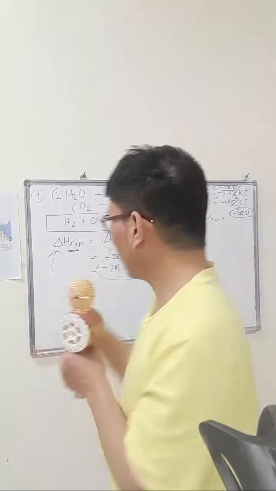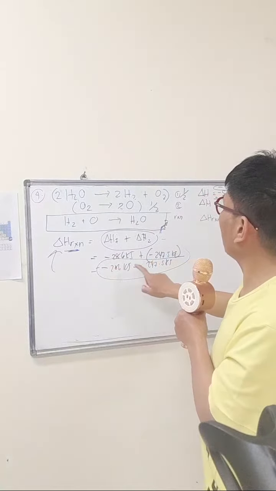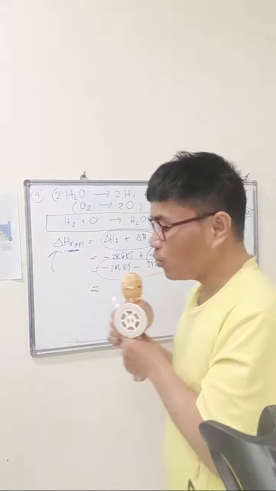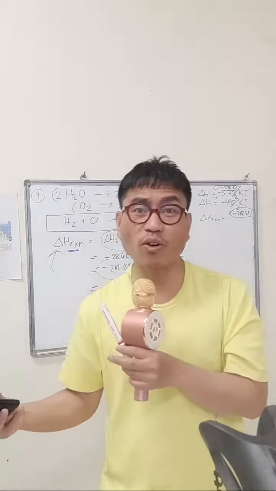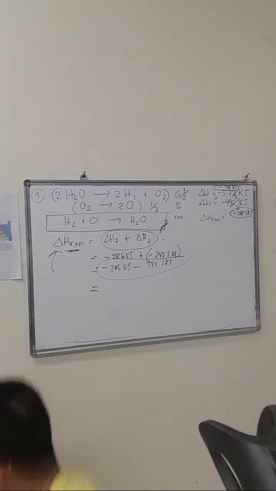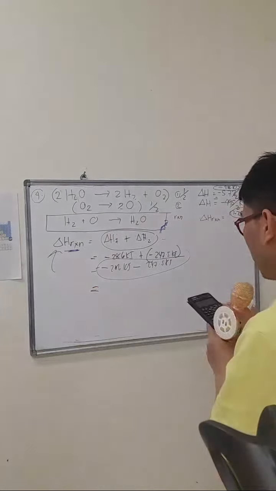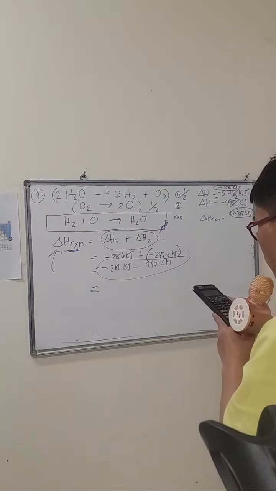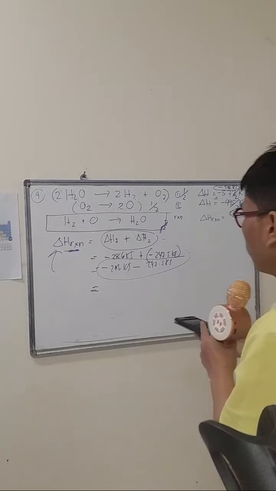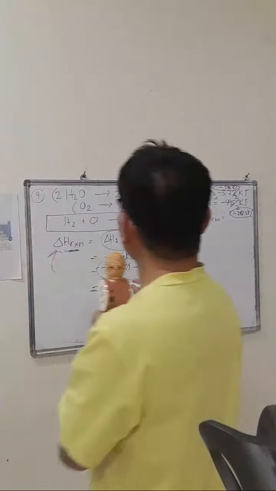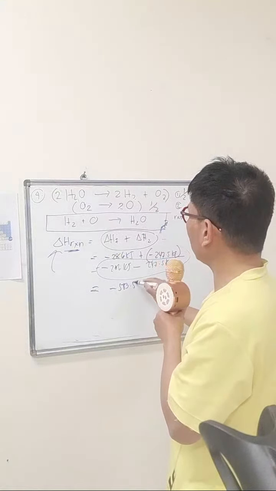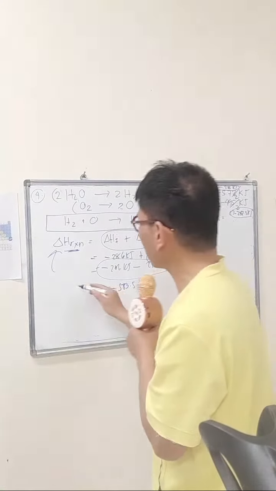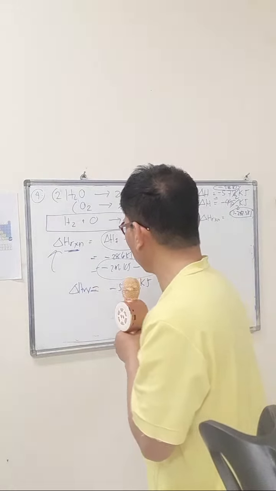So the answer is negative 286 kilojoules plus negative 247.5 kilojoules. Add two negatives, and your answer is also negative, right? You get the point? So 247.5 plus 286 is equal to 533.5. We have negative 533.5 kilojoules, the enthalpy change of reaction and the heat of the overall chemical reaction. So this is your answer now.